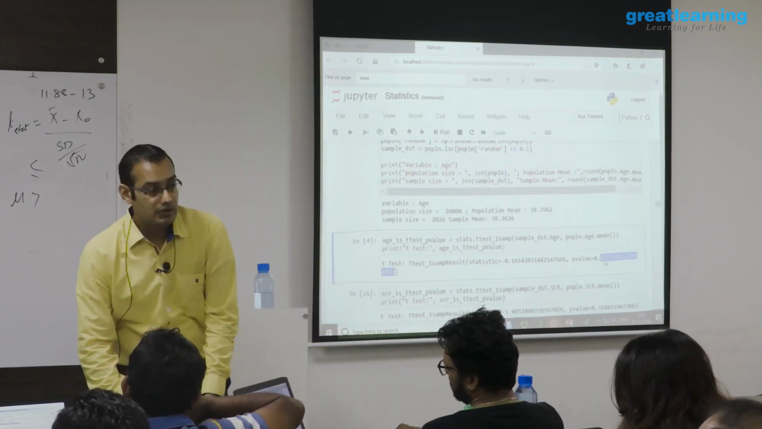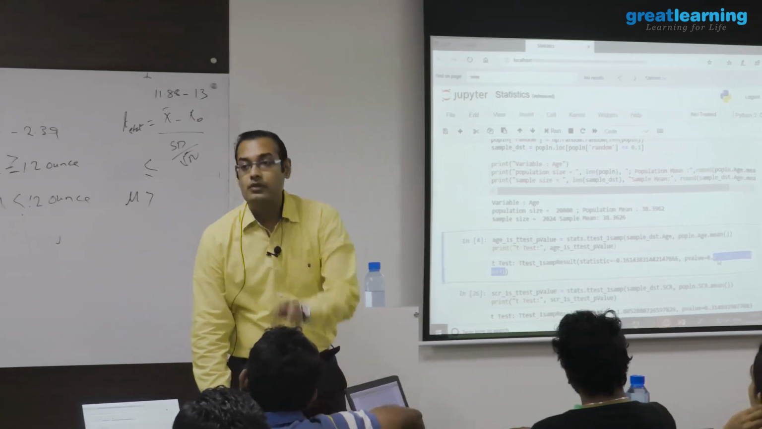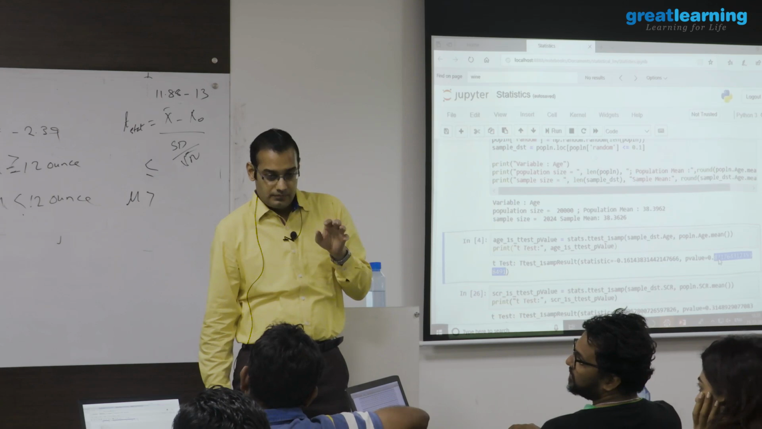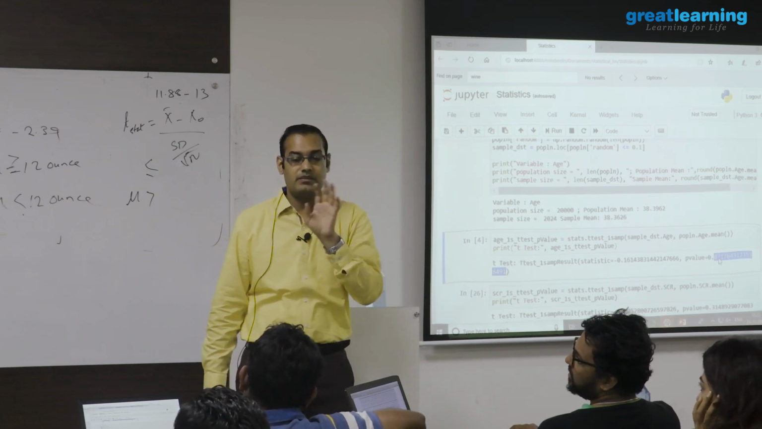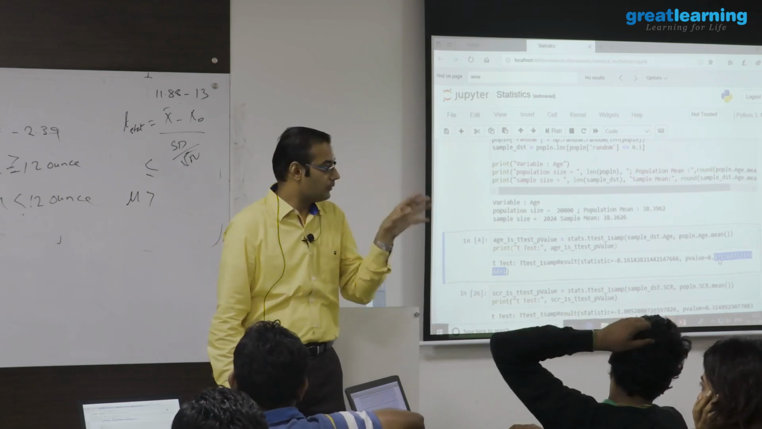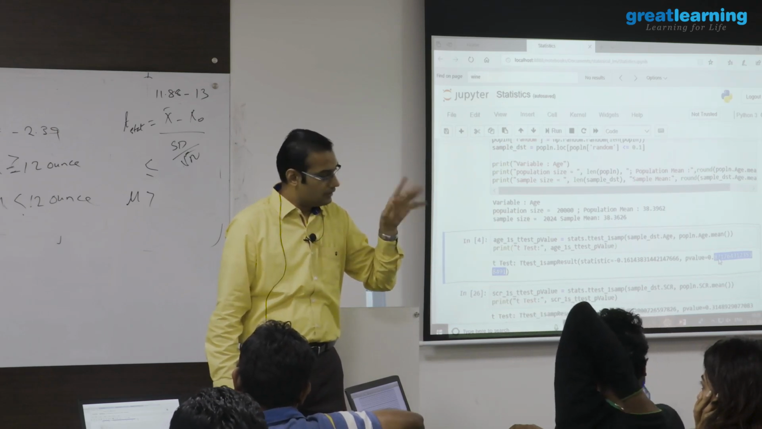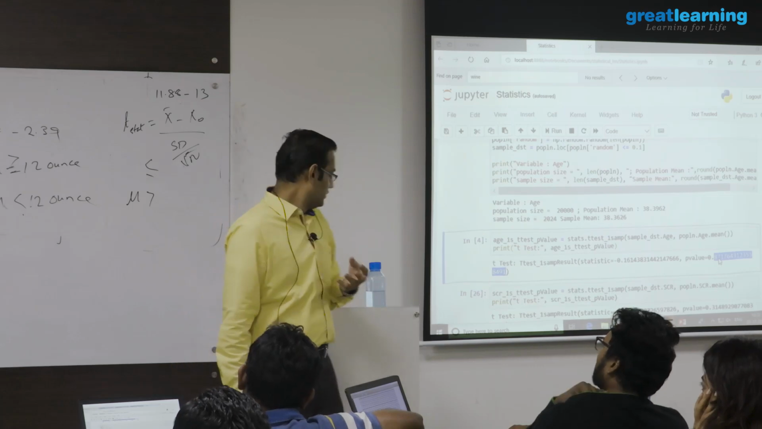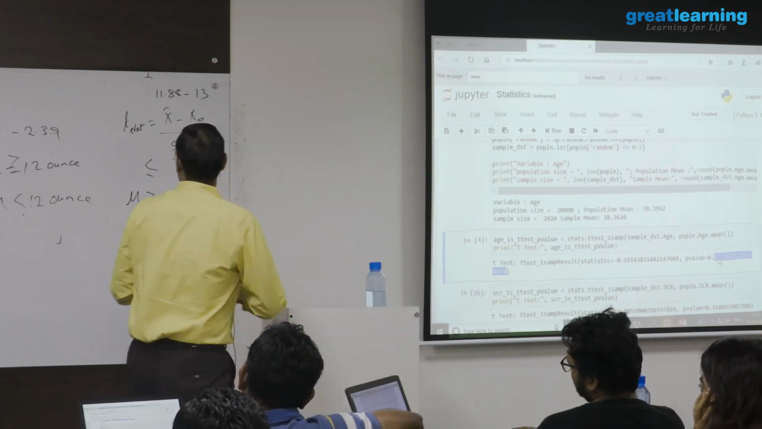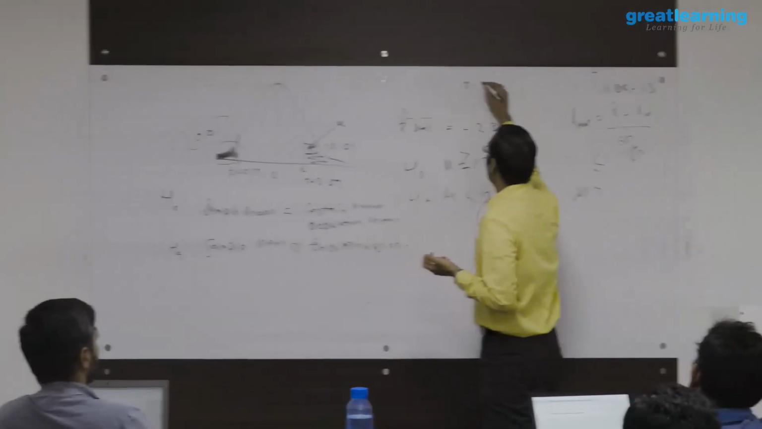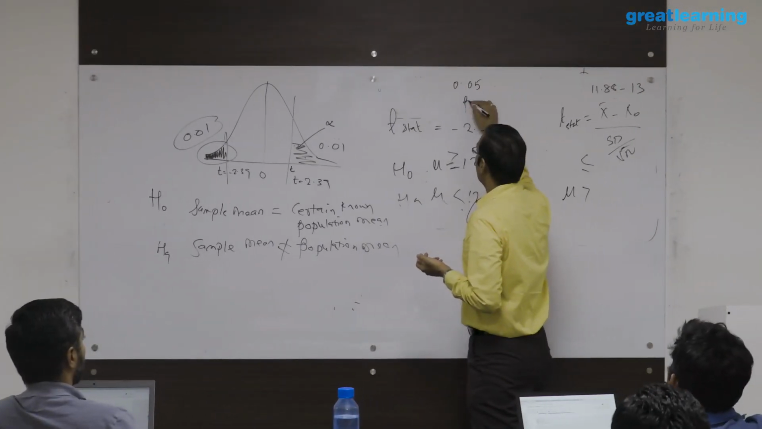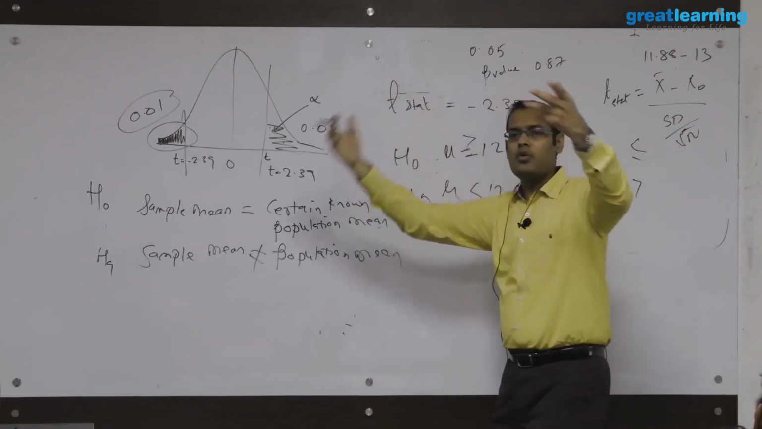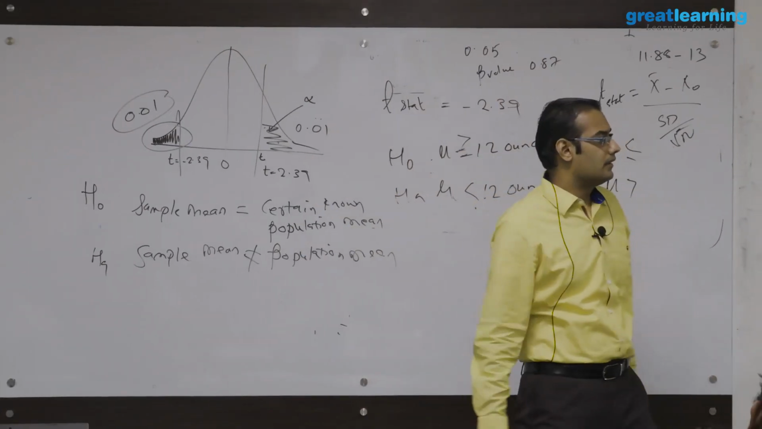P value is always for the null hypothesis. The p value is what you get from the test, and that p value you always compare with the alpha. So my alpha, typically what we set, is 0.05. The p value has come out to be 0.87, which is way above 0.05.